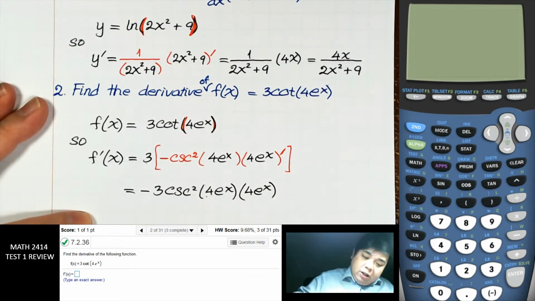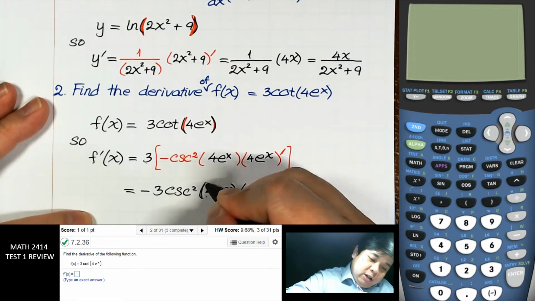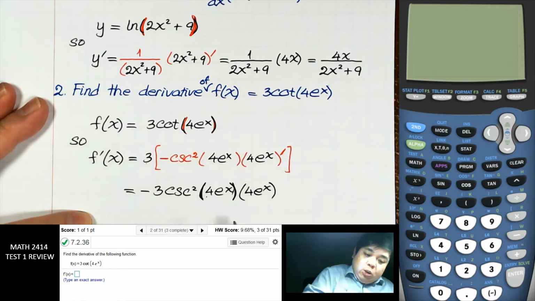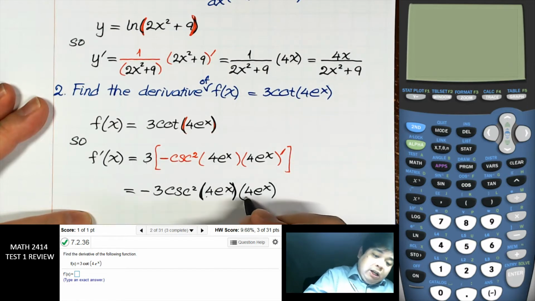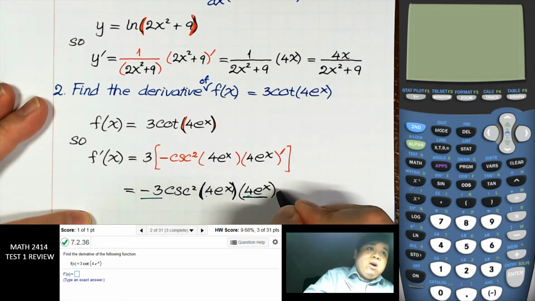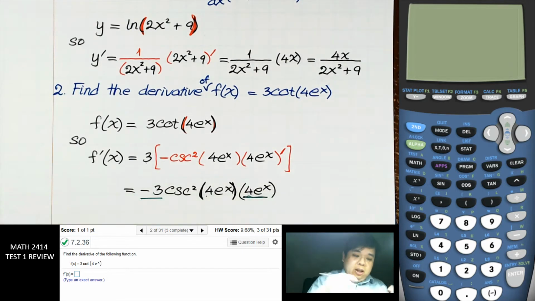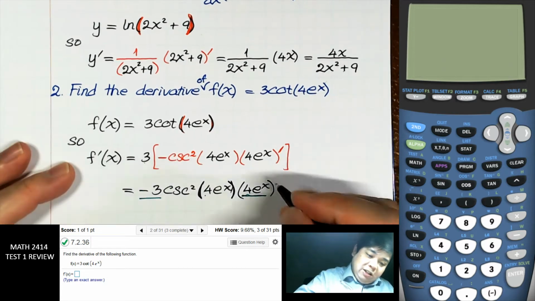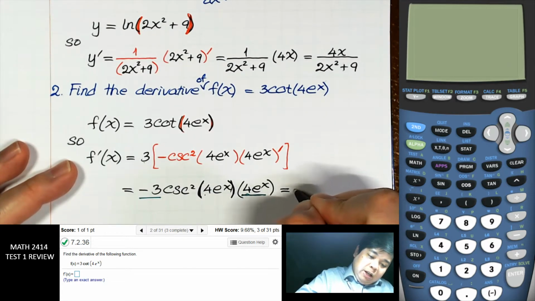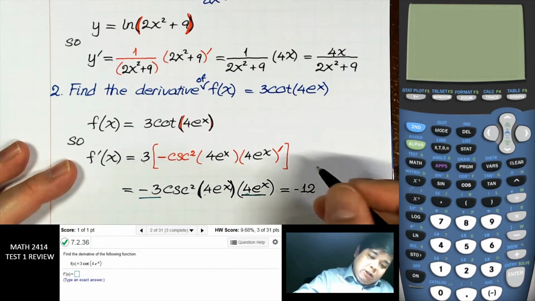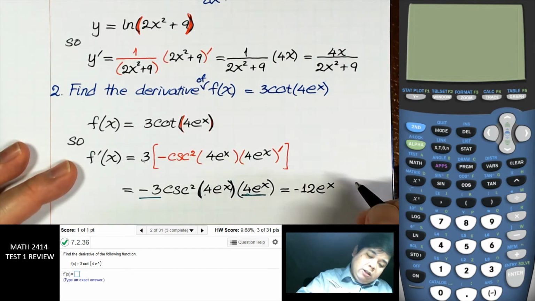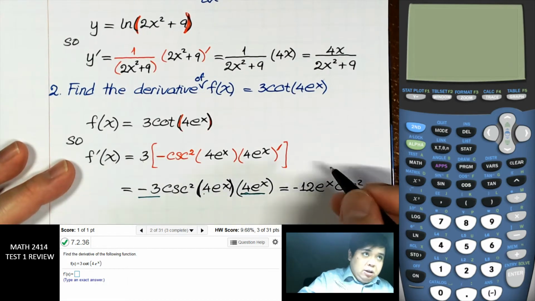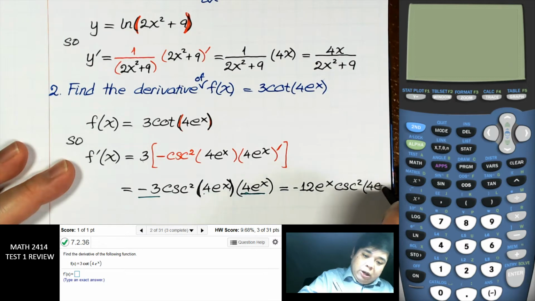This is the argument of the cosecant, so we cannot multiply the 4 with this 4. What we can multiply is this and the negative 3. This doesn't have any power, it's just the parentheses by itself, so we can combine it with the negative 3. So negative 12 e to the x cosecant squared 4e to the x.